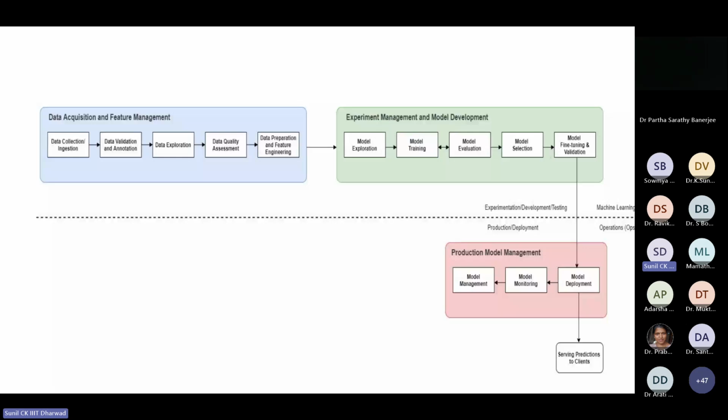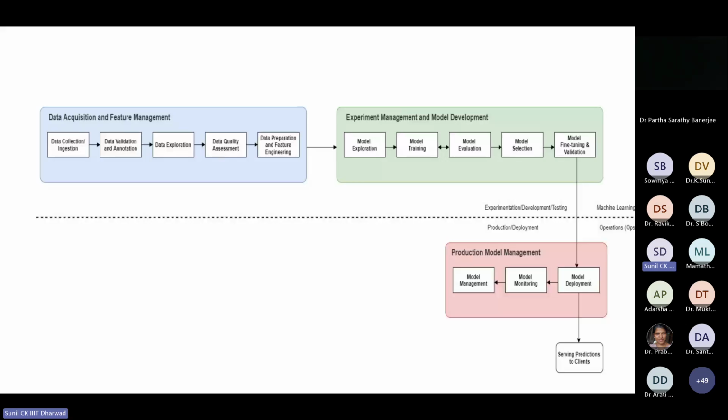This is a picture of the life cycle of machine learning operations, which starts with data acquisition and management. We have discussed some of the concepts of data collection and ingestion, and data validation and annotation. As I said in the beginning, data validation is one of the important things, and we have to do some data exploration and data quality assessment. The quality of the data is more important. If the data has some noise and is not up to the mark, we may not expect fruitful results at the end.